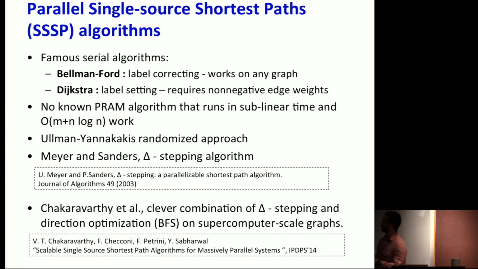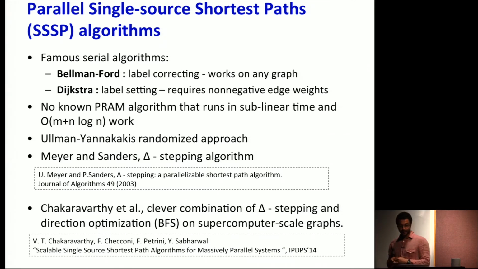The advantages and disadvantages: Dijkstra is much faster in serial than Bellman-Ford, but it only works on non-negative edge weights. And Bellman-Ford works on any graph unless there is a negative cycle, and at that point shortest path is not well defined anyway. A fact is no known PRAM algorithm is work efficient and runs in sublinear time. That's fine.